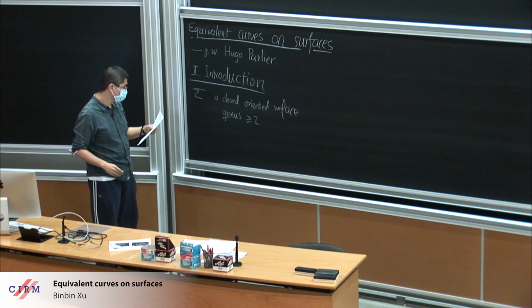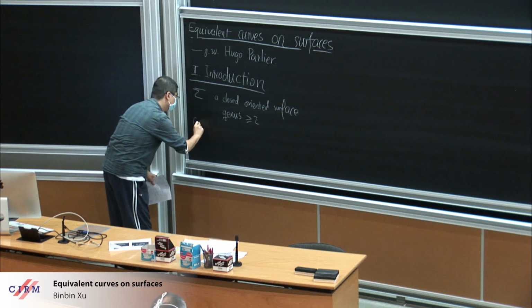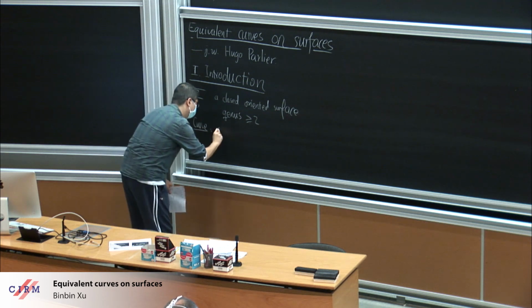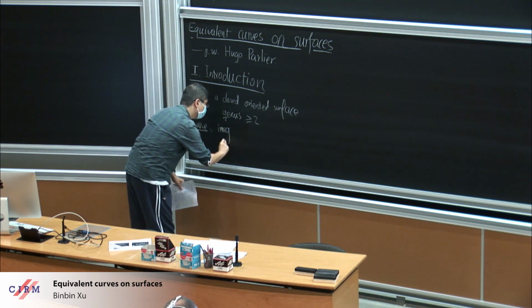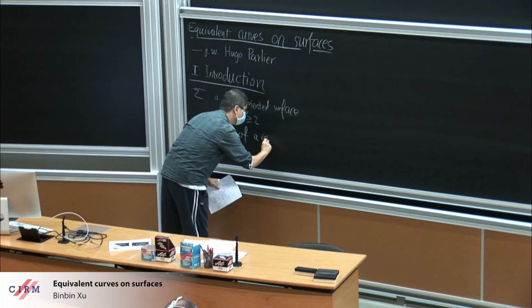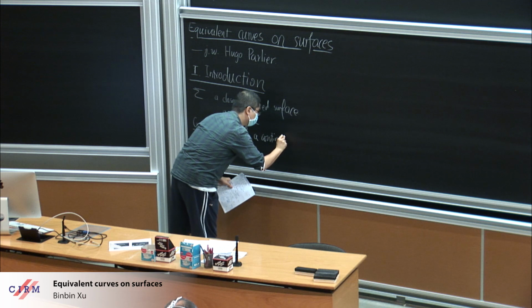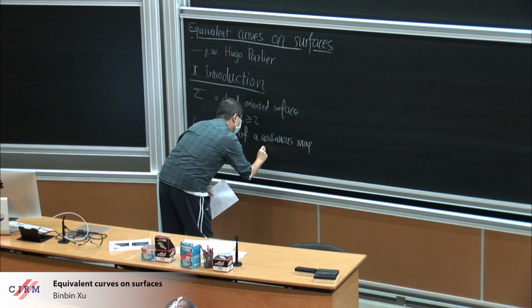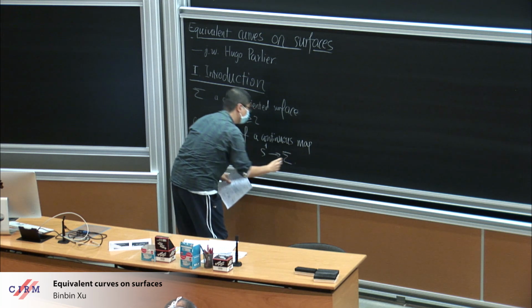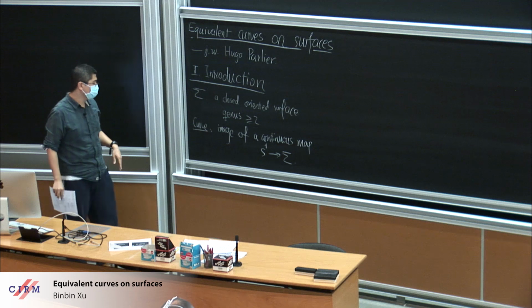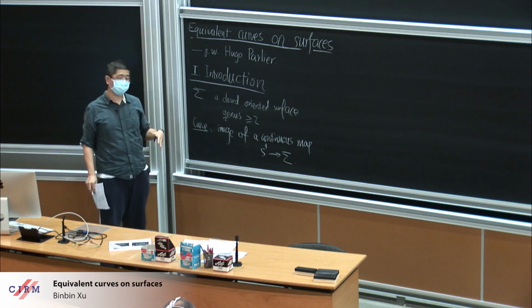And so what do I mean by a curve? This is the image of a continuous map from S1 to the surface. Here I just simply call it a curve, but you should think of a closed curve.